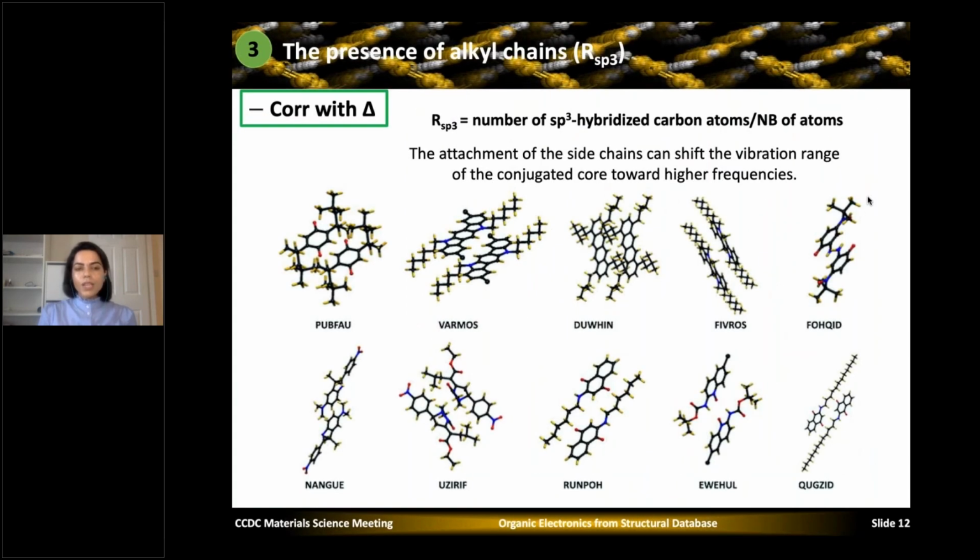The third important correlation was between the dynamic disorder and the presence of side chains or alkyl chains. By increasing the side chains, we shift the vibration frequency of the conjugated core toward higher frequencies. It is known that phonons contribute to the dynamic disorder if they are thermally populated. So by this alteration in the frequency range, we decrease the number of phonons that can be thermally populated, and as such, we are decreasing the dynamic disorder.